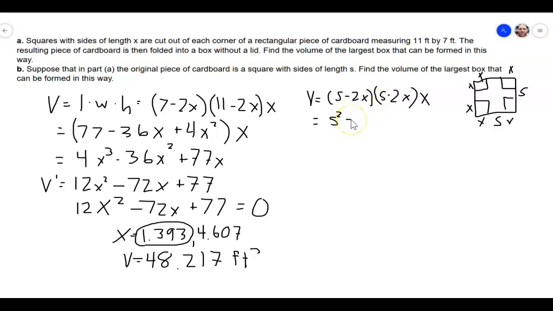That's going to be minus 4sx, and then plus 4x squared, and then we're going to have to take this whole thing and multiply through by x. So this is going to be equal to, and I'll put it in order, 4x cubed. All right, and then I have a minus 4s x squared, and then I have a plus s squared x.